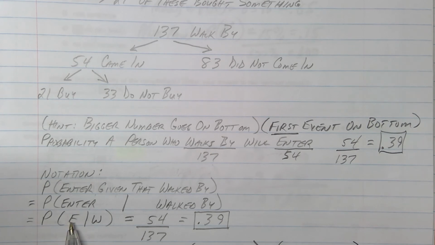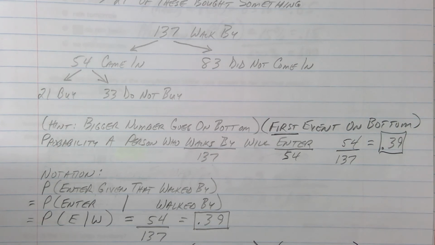The probability that they enter given that they walked by. This is the first thing they did. This is the second thing they did. All right. So the first thing they did was walk by. So out of the people that walked by, 137, how many entered? 54. All you're doing is just kind of standing this fraction up. You're just kind of turning it and putting the E on top and the W on bottom, and that turns into a fraction bar. You're just kind of spinning it to the right clockwise to get your 39%.